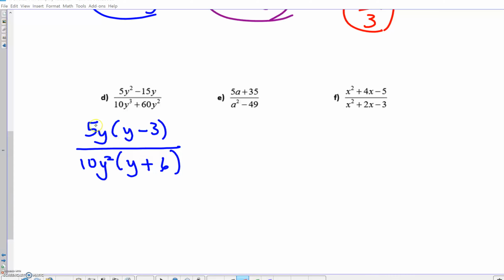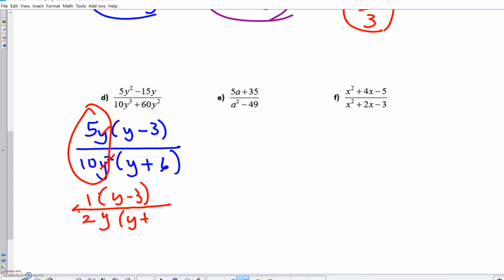Let's see what's happening here. I have my 5 and my 10, which are not exactly alike, but they're going to reduce to 1/2. And then my y over y squared, one of those y's is going to cancel, and it's going to leave me with just one y down here. And y minus 3 over y plus 6 are not the same. So I have y minus 3 and y plus 6.